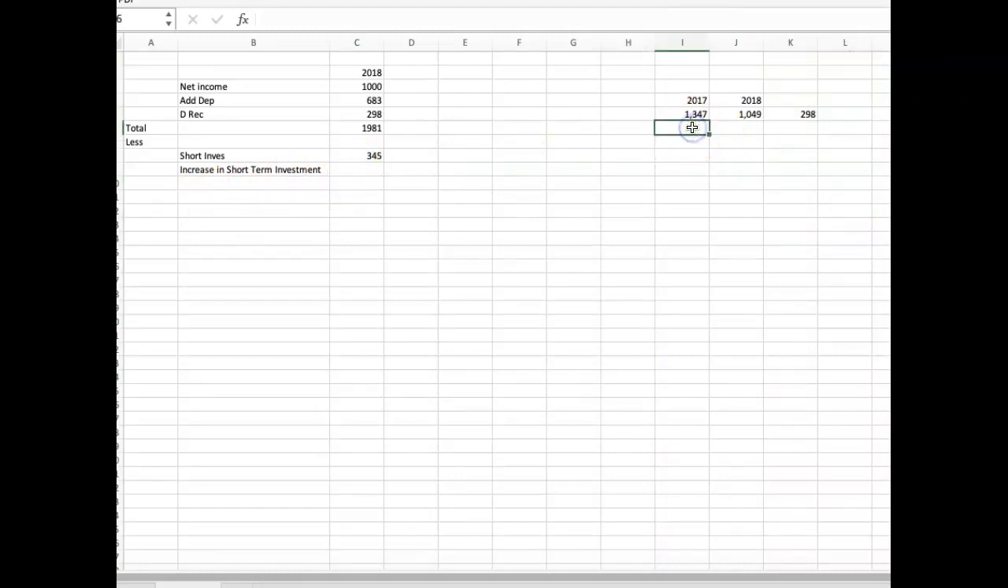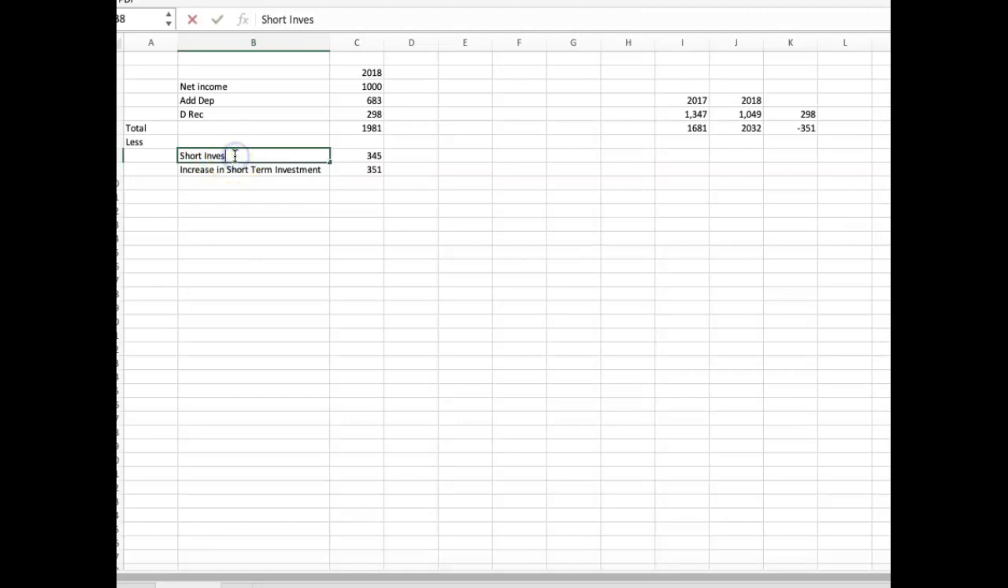So my increase in short-term investments, okay, was under my current assets, 6,081, 2,000, and 2,032. All right, just dragged it down, which gives me a negative 351. Okay, there we go.